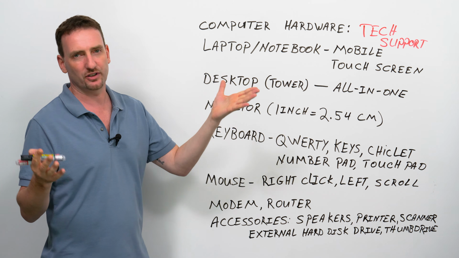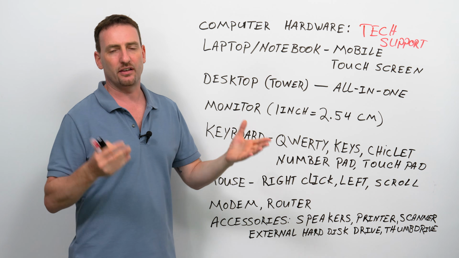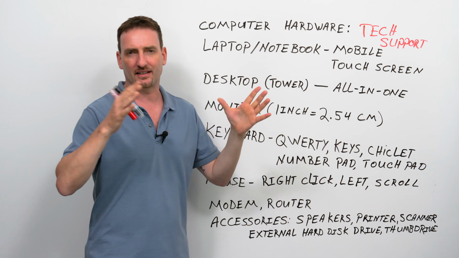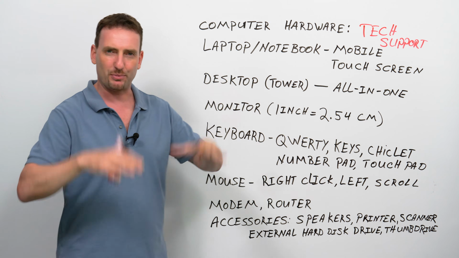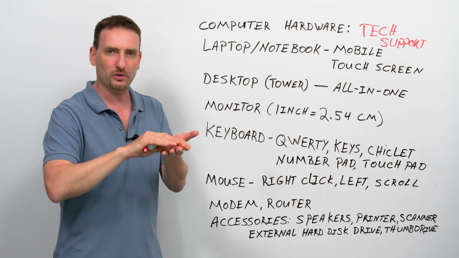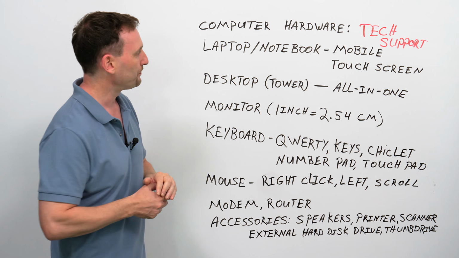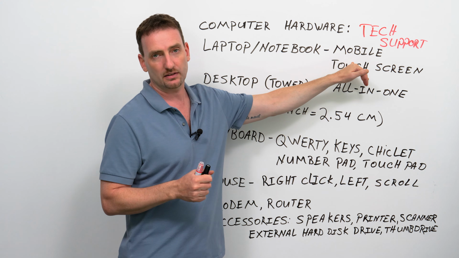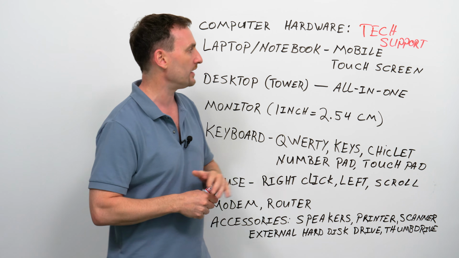There are different ways to use a computer. You can use a laptop or a notebook. Essentially, these are the same thing. It used to be that the difference between laptop and notebook was size, but now anything that you can put on your lap or anything that's foldable and you can carry is basically a laptop or a notebook. Okay, these are mobile. As I said, you can carry them with you. You can put them into your bag and take them anywhere you want.